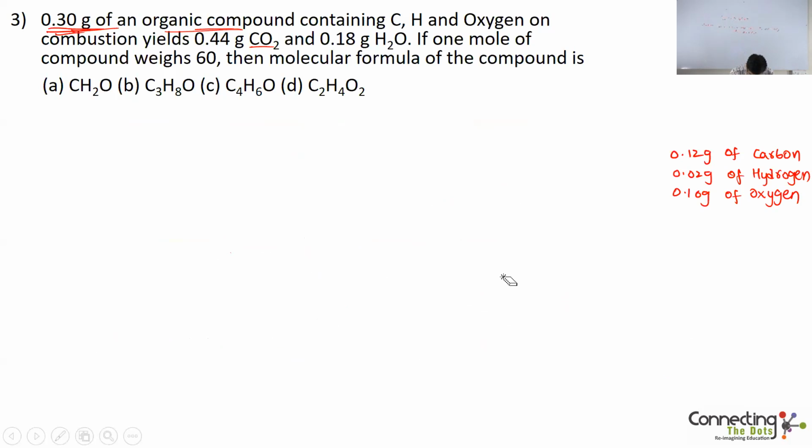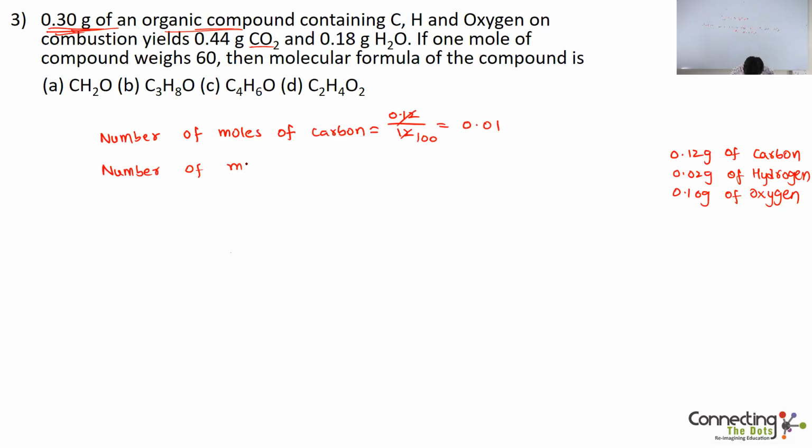Okay, let us calculate the number of moles. Number of moles of carbon is equal to mass, 0.12, divided by 12. So it is 1 by 100, approximately 0.01. And similarly, let us calculate the number of moles of hydrogen. It is equivalent to 0.02 divided by 1. It's nothing but 0.02.